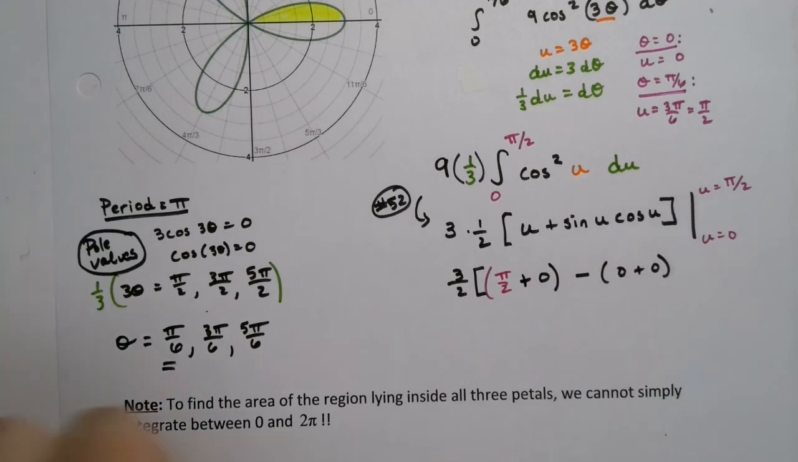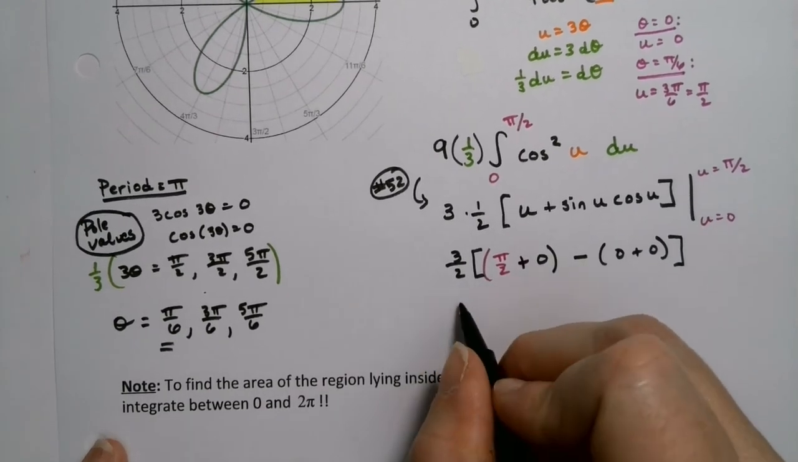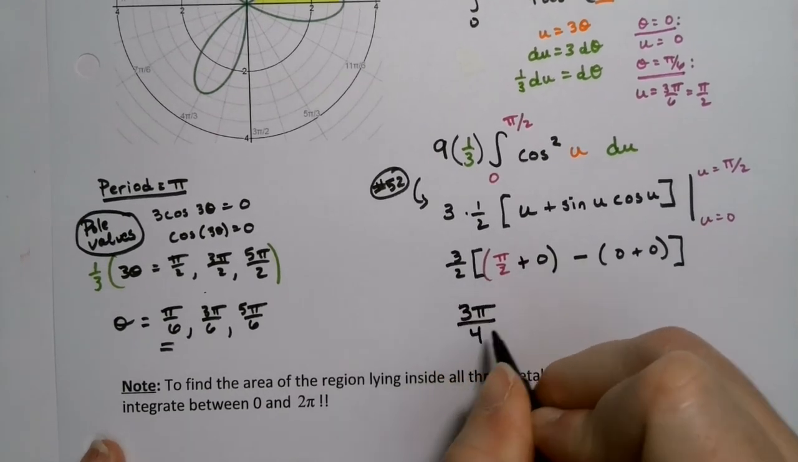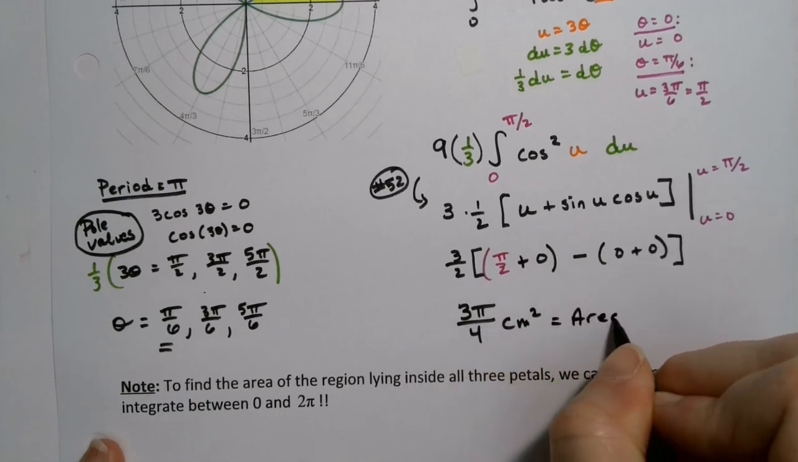So the whole thing is 3 pi over 4. And it would be centimeters squared, which is the area of one whole petal.